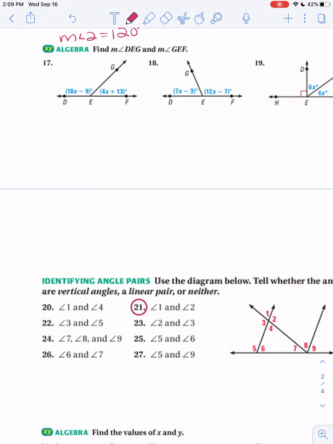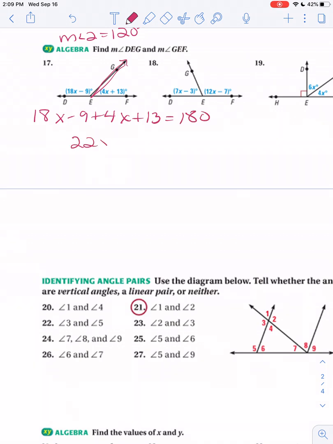We learned that a linear pair of angles are two angles that share a common side. They're adjacent angles, and their non-common sides are opposite rays, so they form a straight line. A linear pair has a sum of 180. So I'm going to go ahead and just add those together, set them equal to 180, and see what we get. So we get 18x minus 9 plus 4x plus 13 has to equal 180.